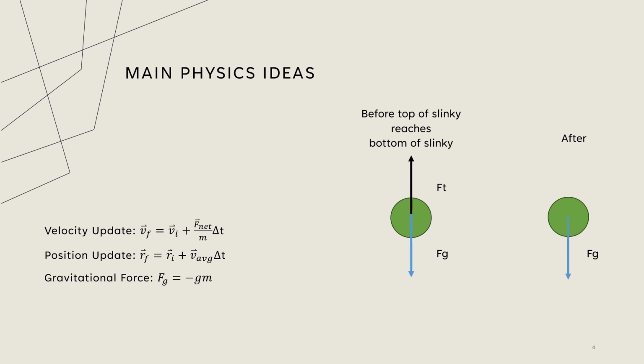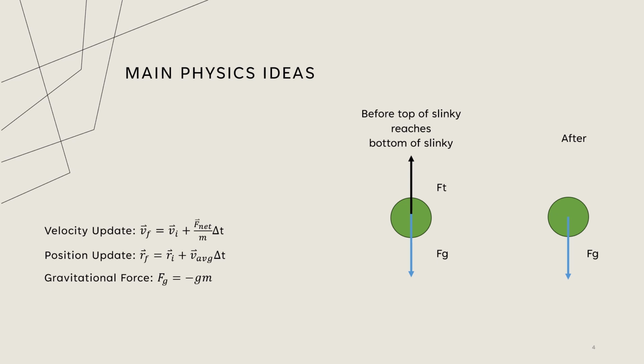So the velocity update is that the final velocity is equal to the initial velocity plus F net over m times delta t. And the position update is the final position is equal to the initial position plus the average velocity times delta t. And then the gravitational force is also another main physics idea, which says that the force of gravity is equal to the mass times the gravitational constant, which for Earth is negative 9.8 meters per second squared. And then I have some free body diagrams on the right.